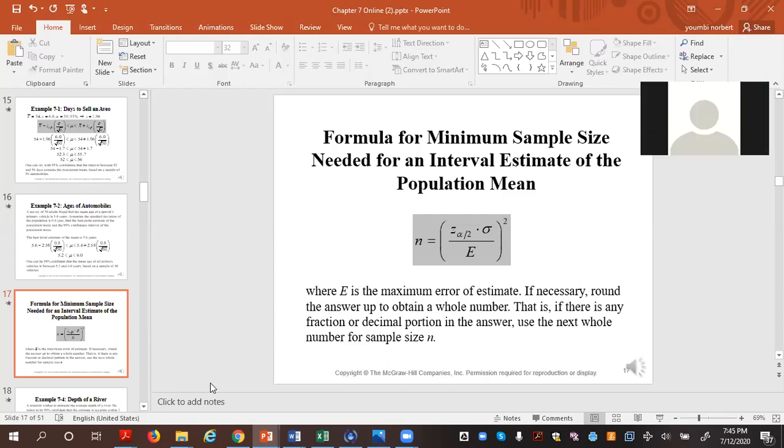So we go over like number 5 on page 379. Yeah.